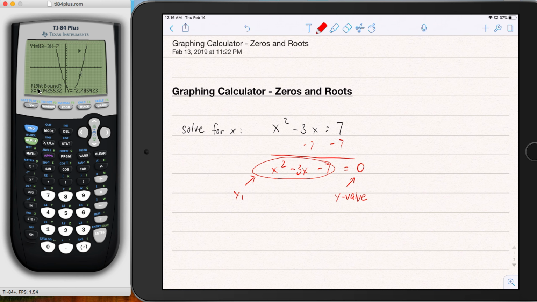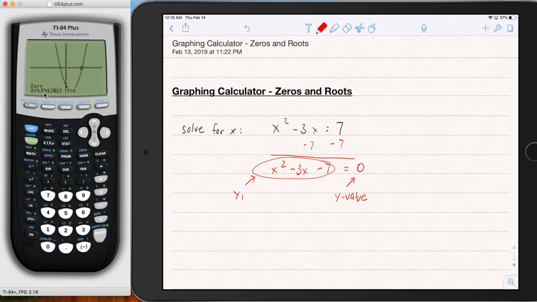Now it's asking for the right bound. Am I on the right side of this root? No, I'm not. So I'm going to go over. You don't have to stop there, you can pass right over it to the right, but I'm just going to show, okay, I'm clearly to the right of this root. So I'm going to press enter. That's going to ask us to take a guess. Now you can just press enter anyway, but why not? Let's get as close as possible. Press enter. And there you go.